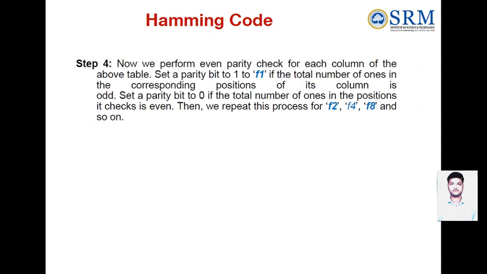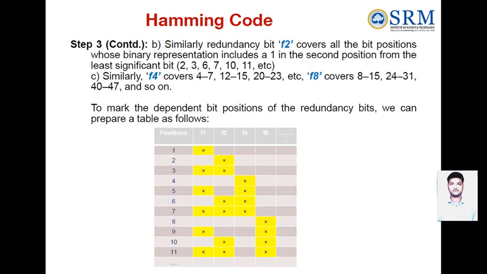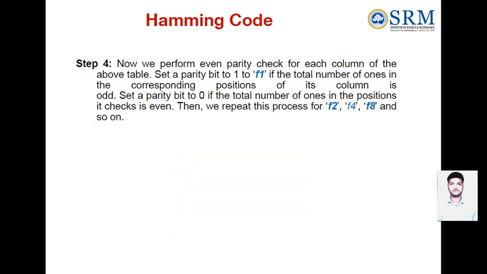Now the last step is that we perform an even parity check for each column of the table. For F1, the first column, check the even parity for bit positions 1, 3, 5, 7, 9, 11. We need to check the total number of ones in the corresponding position column. If it is odd, then F1 must be set to 0.